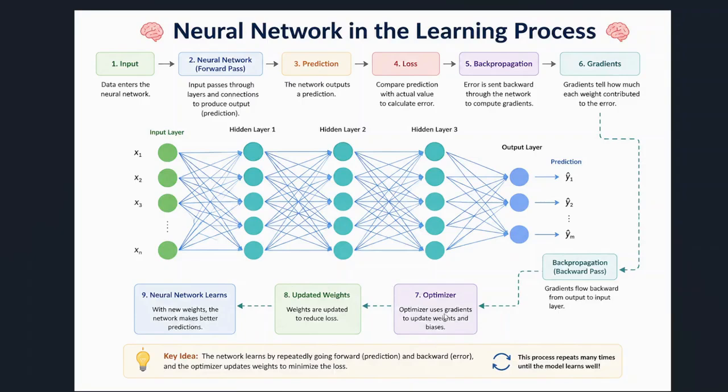After this, it will update the weights. Weights are updated to reduce loss using the optimizer. Now the neural network learns with new weights, and the network makes better predictions. So this is how a neural network learns. This is the basic idea of how a neural network learns.